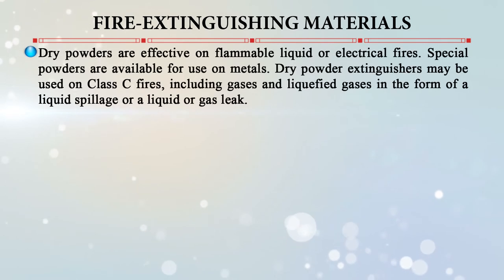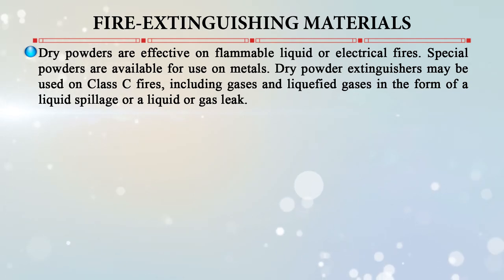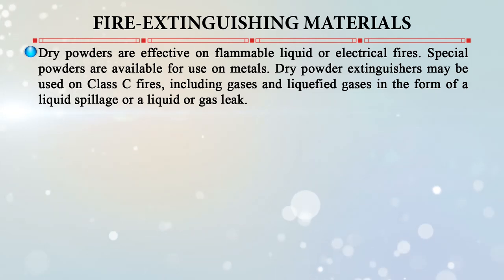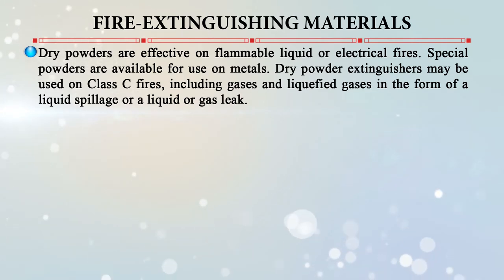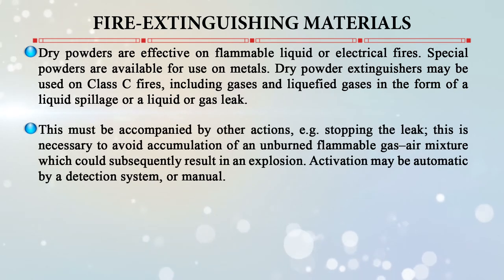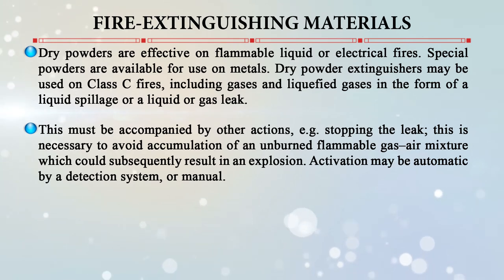Dry powders are also there. They are also effective on flammable liquid or electrical fires. Special powders are available for use on metals. Dry powder extinguishers may be used in class C fires like gases and liquefied gases, in the form of a liquid spillage or a liquid or gas leak. This must be accompanied by other actions also, that is stopping the leak, which is necessary to avoid accumulation of unburned flammable gas air mixture that could subsequently result in an explosion.